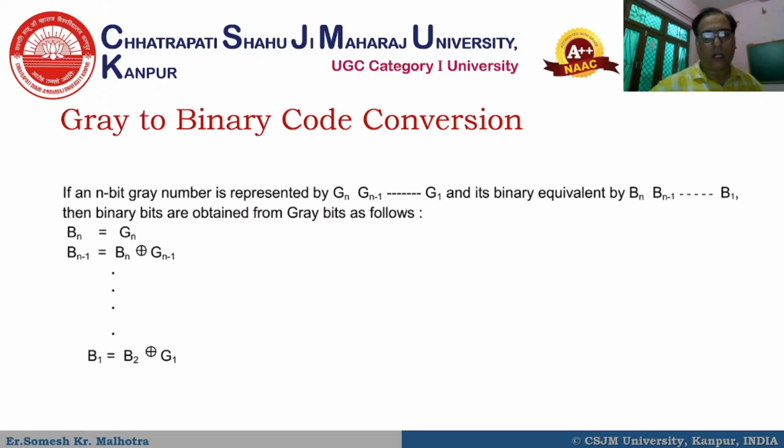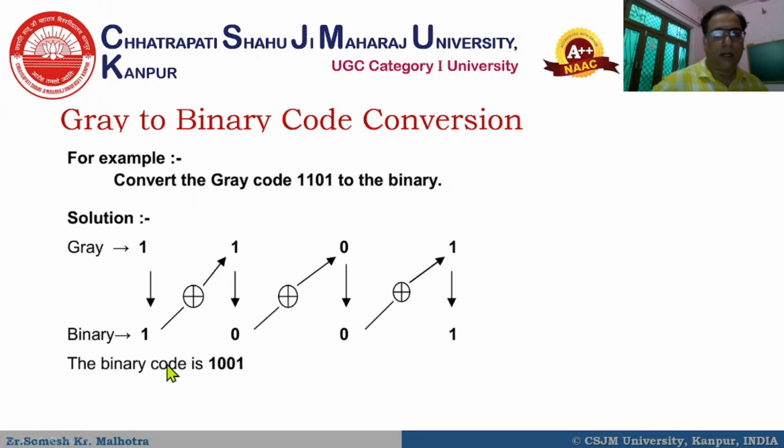Now, gray to binary code conversion. If an n-bit gray number is represented by gn, gn minus 1 up to g1, and its binary equivalent is bn, bn minus 1 up to b1, then the binary bits are obtained from the gray bits as follows. Again, in this case also, bn is equal to gn, they must be the same. Bn minus 1 is bn XORing gn minus 1, and so on up till b1 is equal to b2 XORing g1. Let us understand this by an example.